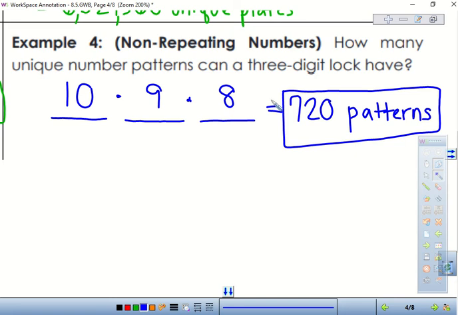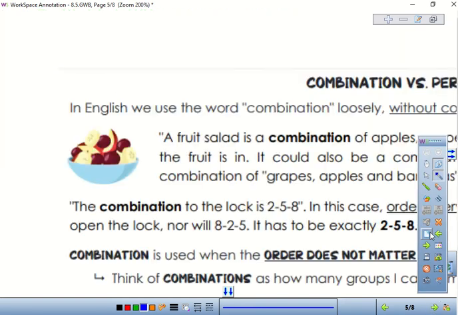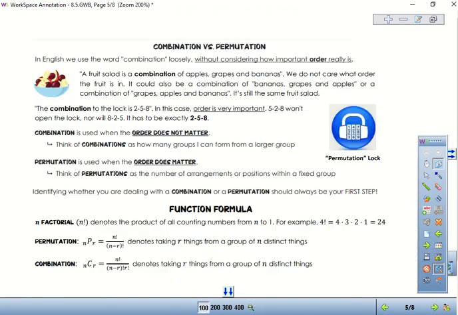So like I said, lock patterns, the order does matter. Now we're going to talk about combination versus permutation, and some of the logic and concepts behind this. Here's something that can be a little bit confusing in math. When we talk about things in the real world, we use words very fluidly in English that we wouldn't use that way in math. In English, we use the word combination really loosely, without considering how important the order really is. A fruit salad, you might say, is a combination of whatever fruits you're adding to it.